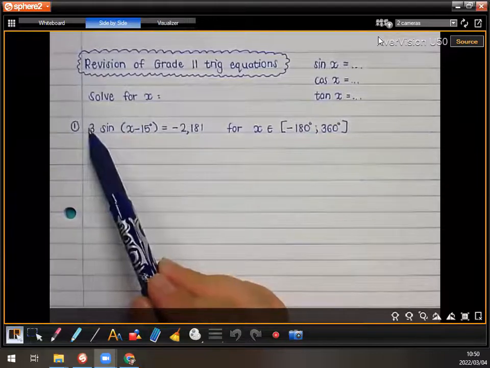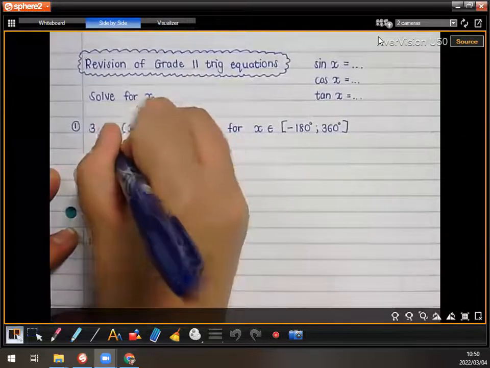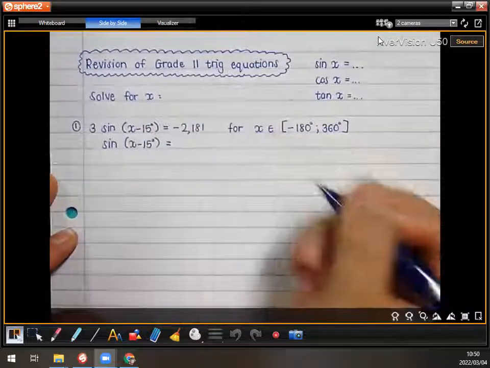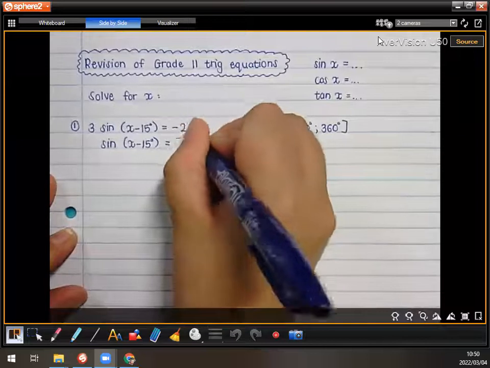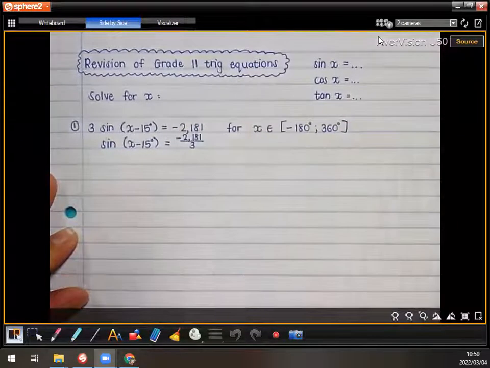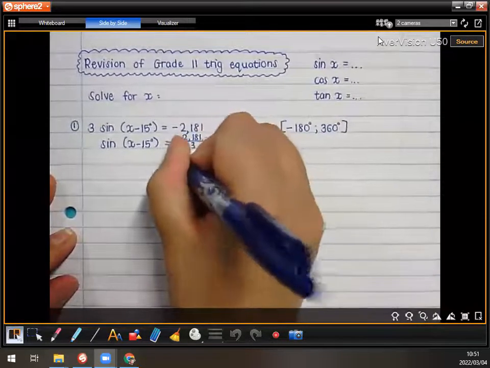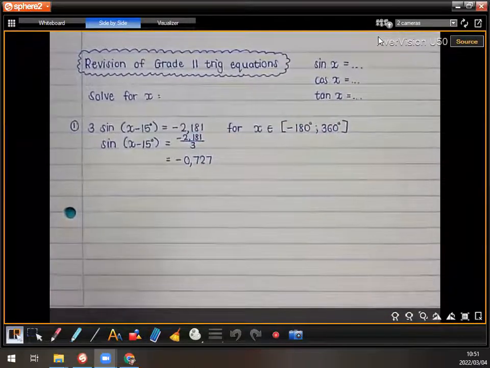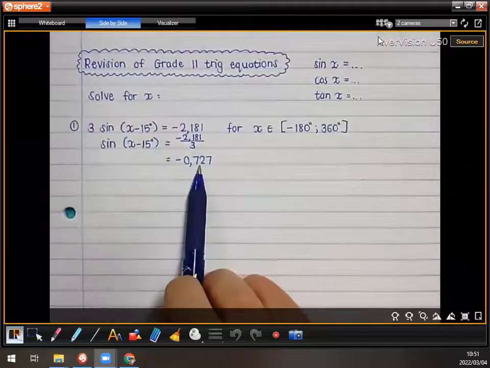All we need to do is move that 3 over to the other side. So we're going to say sine of x minus 15 degrees is equal to negative 2,181 over 3. I'll work that out now. You can also just leave it like that if you want. What does that give us? That is negative 0,727.